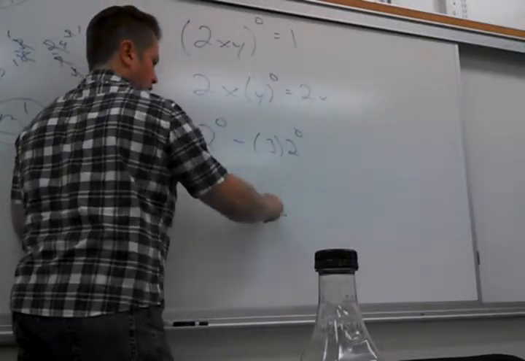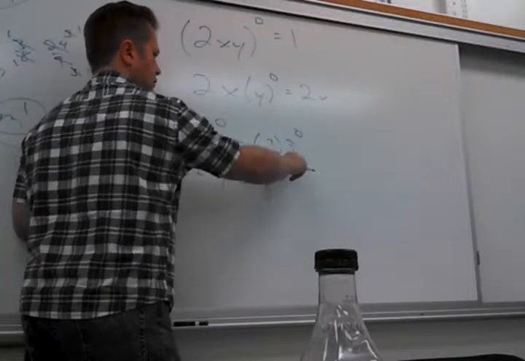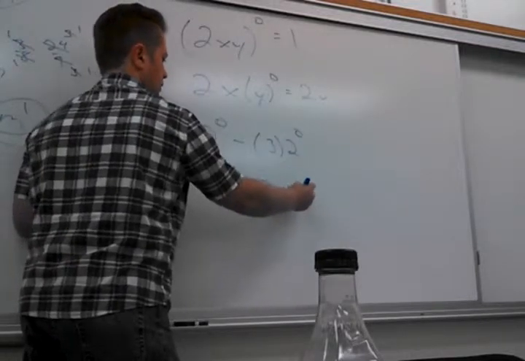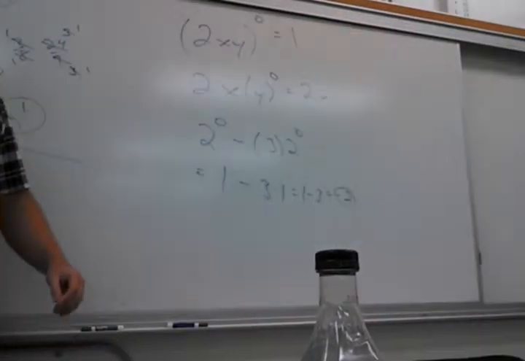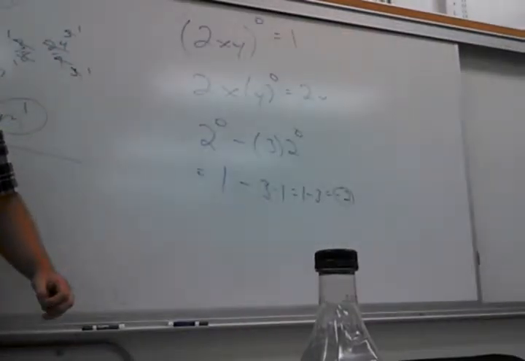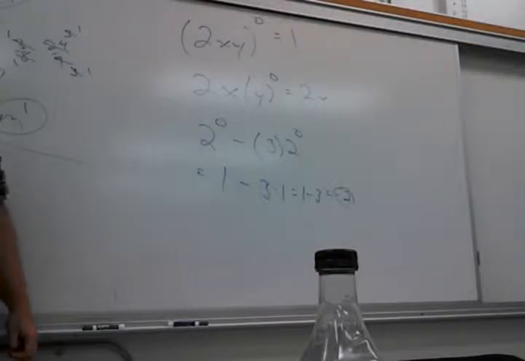This is 3 times 2 to the 0, which is 1. So your 1 minus 3 is negative 2. So only the part that's being raised to the power gets affected.